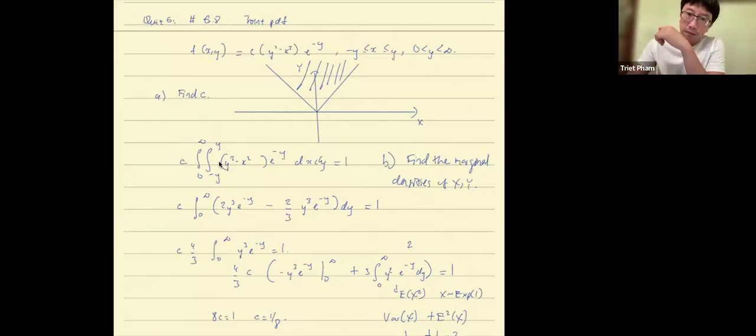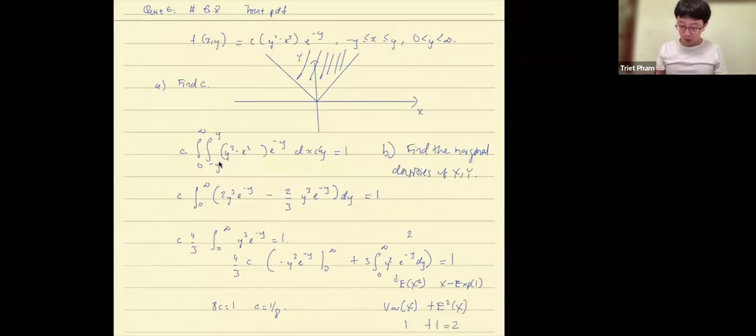So we don't expect x and y to have the same marginals here because they don't seem symmetric. They don't look symmetric. The roles of x and y don't seem to be the same. So they should not have the same marginals. But of course, we have to do a calculation to make sure.